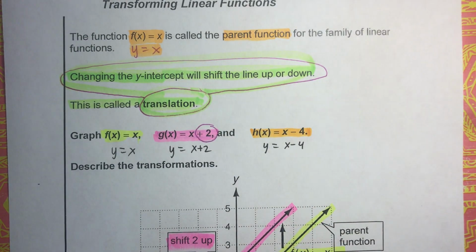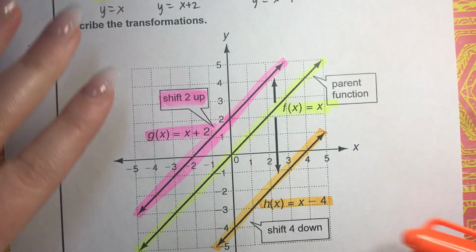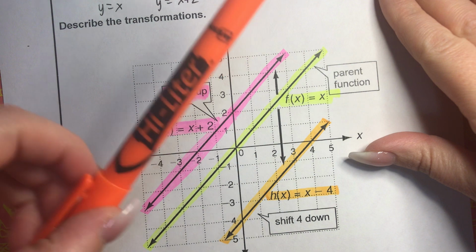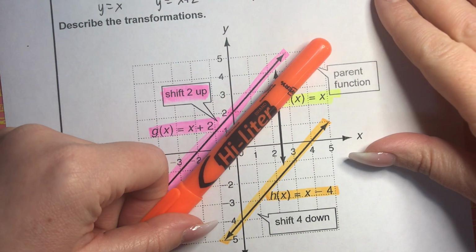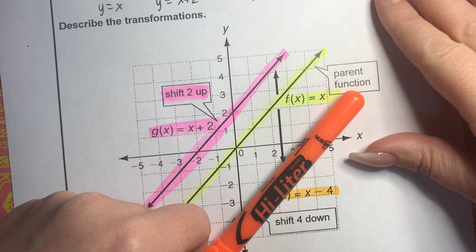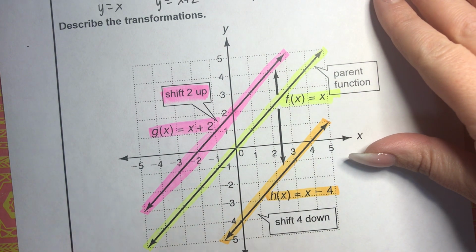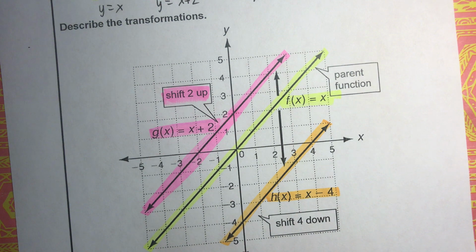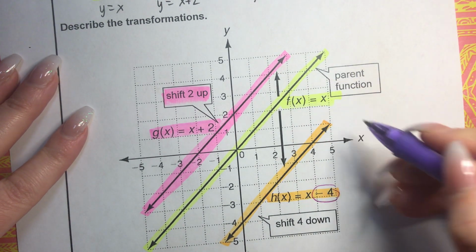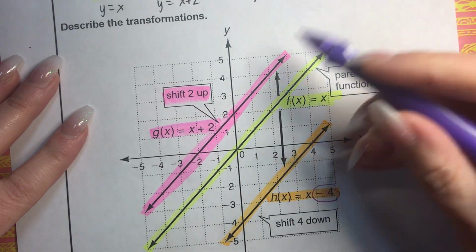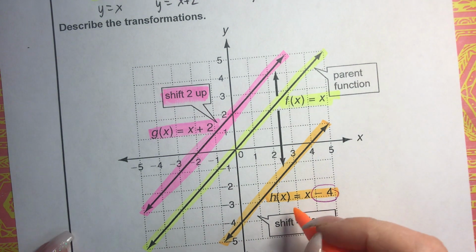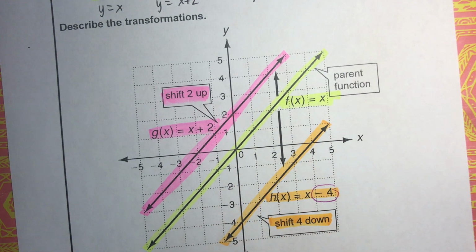Okay, so what happened from the parent function here of f of x to h of x, right? The y-intercept was 0, and then what happened? This parent function shifted down 4 to h of x, and you can tell that by the y-intercept, because here the y-intercept for the parent function is 0, and now the y-intercept is negative 4. That means that this shifted down 4 units, so that it translated down 4 units.